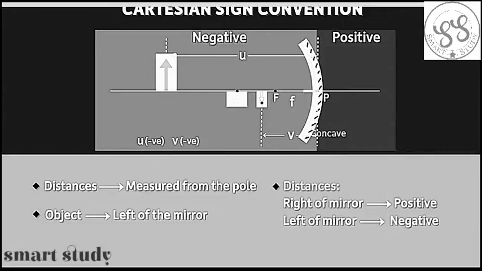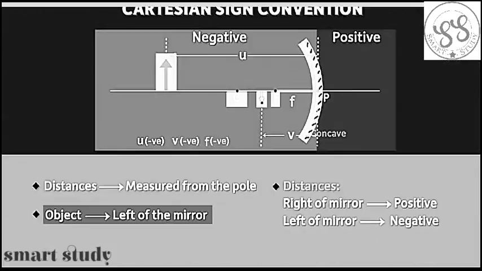What about the focal length? Will it be positive or negative? The principal focus is also on the left. Hence, it will also be negative. And based on the second rule, we always keep the object on the left of the mirror. Hence, this implies that the distance U will always be negative.